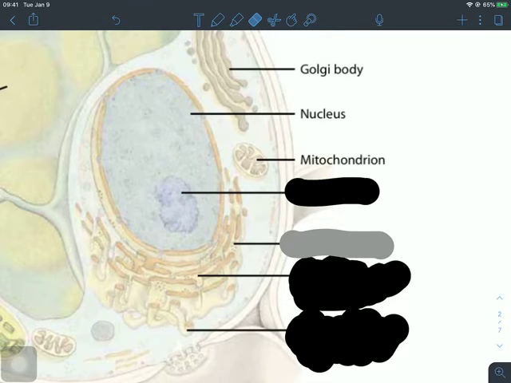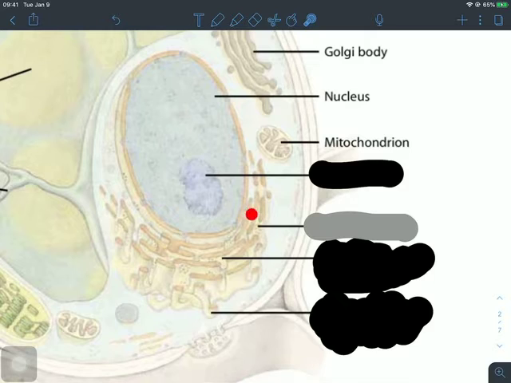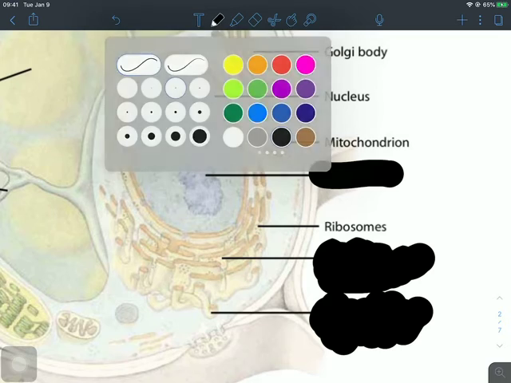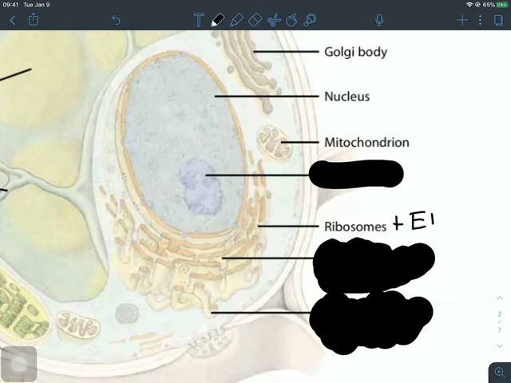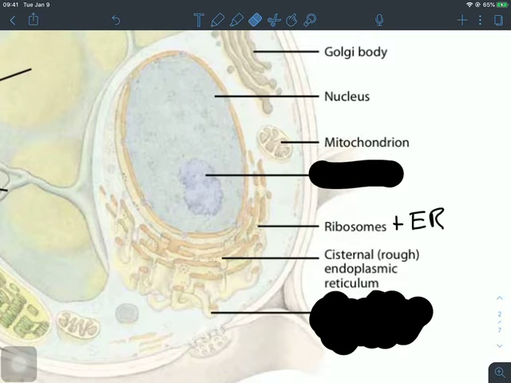You have the bags outside of the nucleus that are part of the endomembrane system. The ribosomes that are on the endoplasmic reticulum. So ribosomes plus our ER. This blank right here is a lot of extra terminology, but we can go ahead and see that it is our endoplasmic reticulum here.